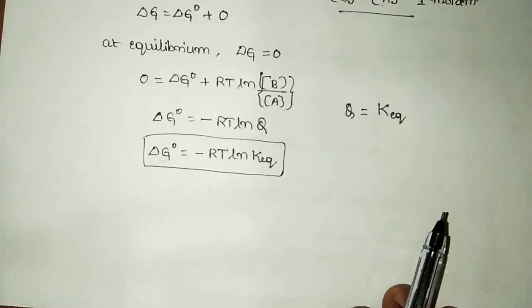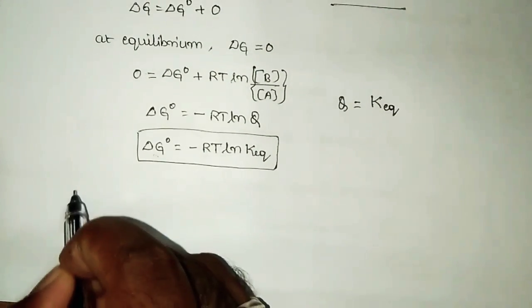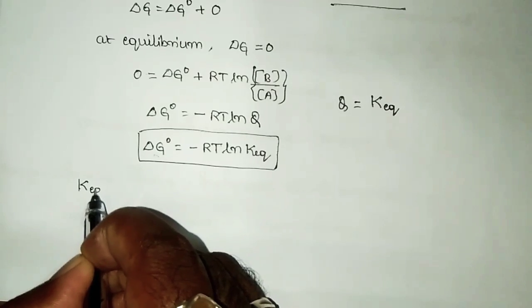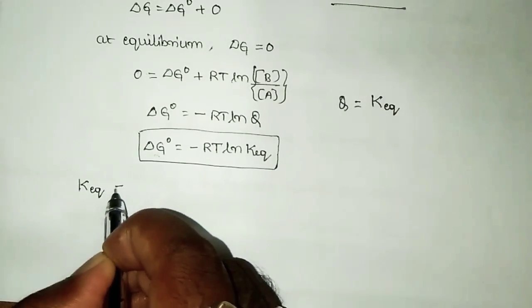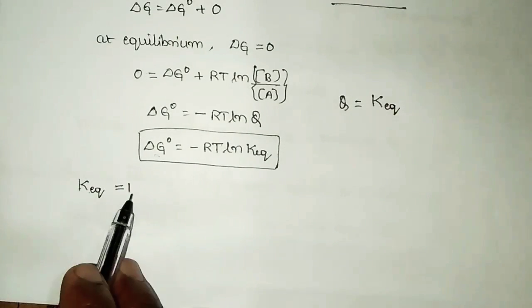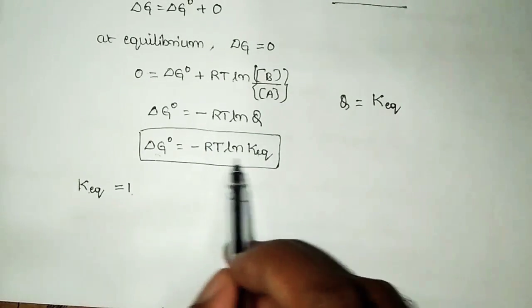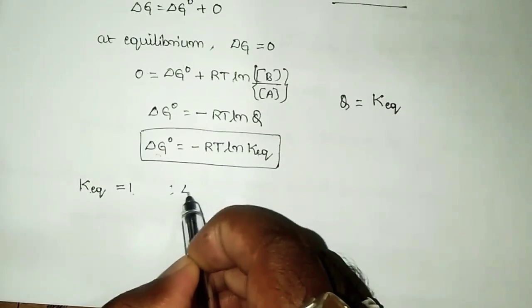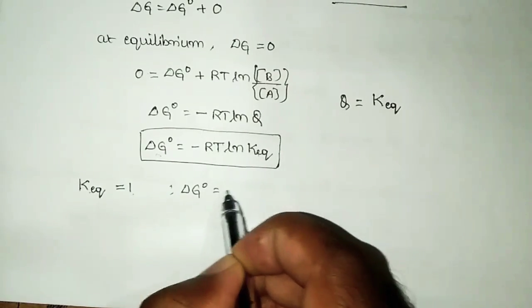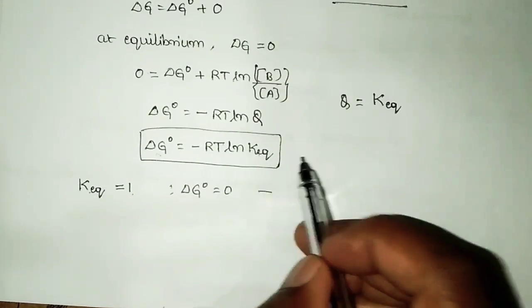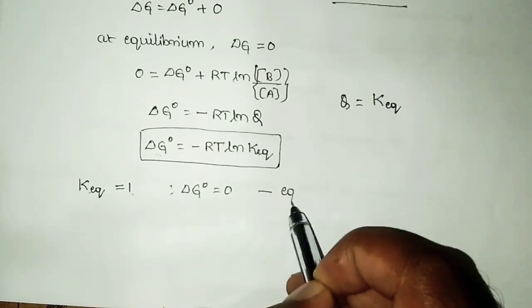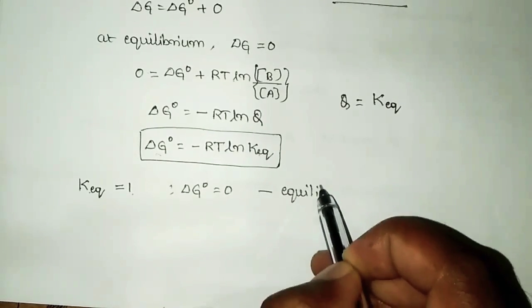So for example, if the value of KEQ, that is the equilibrium constant, is exactly equal to 1, ln of 1 will become 0. Therefore, the whole term will become 0. Therefore, delta G naught is equal to 0. That means the reaction is at equilibrium.